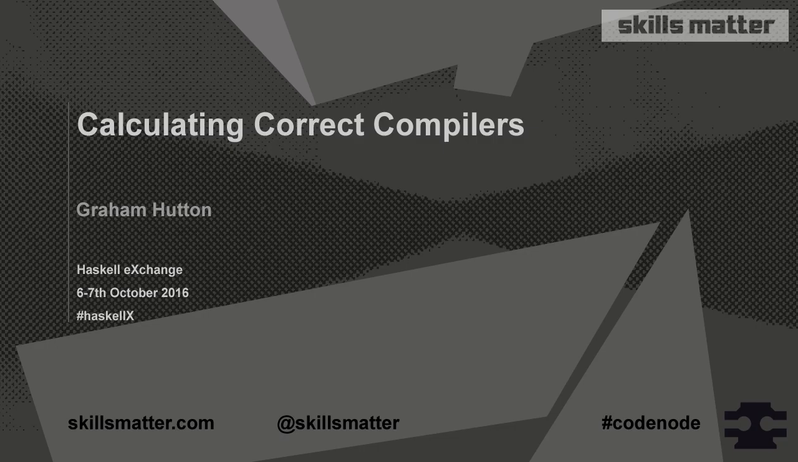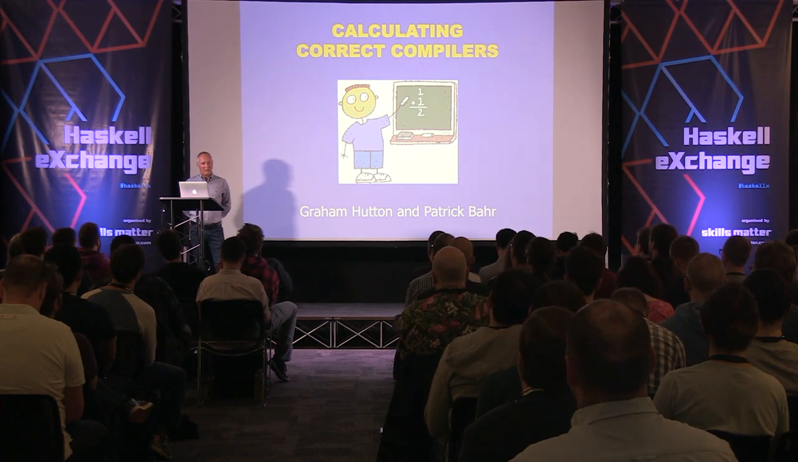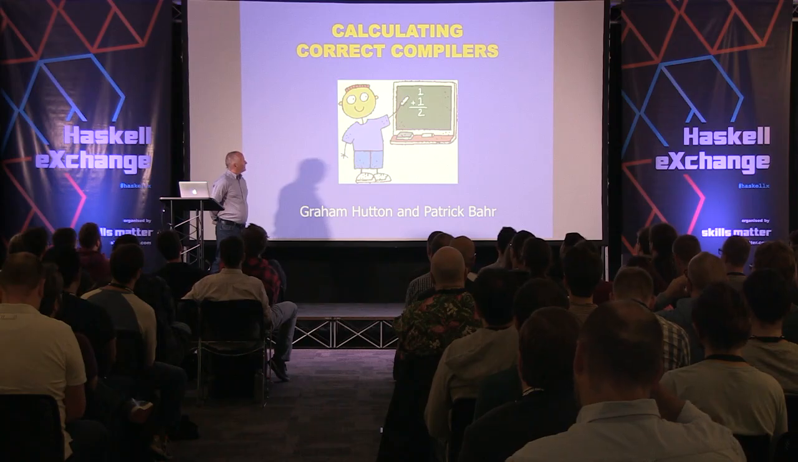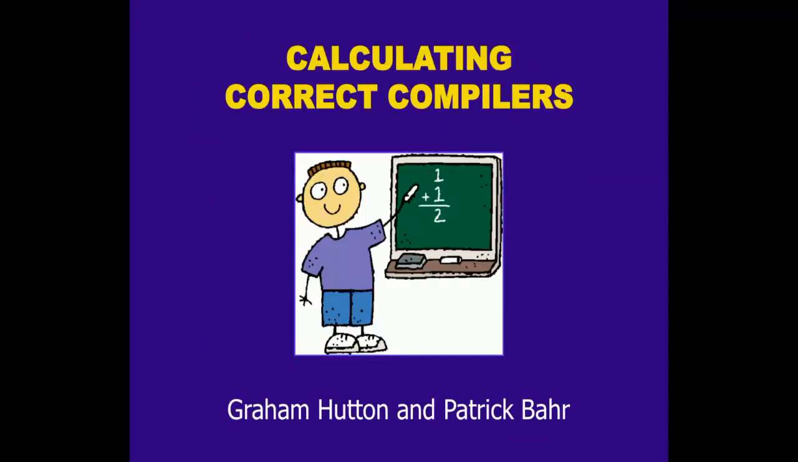Okay, so thanks, Andres. I'm Graham Hutton from the University of Nottingham, and the subject of my talk today is calculating correct compilers, which is based on joint work with Patrick Barr from Copenhagen. The picture here is supposed to illustrate someone doing a really simple calculation, 1 + 1 = 2, and as we'll see, that's what this talk is really about, trying to do simple calculations.